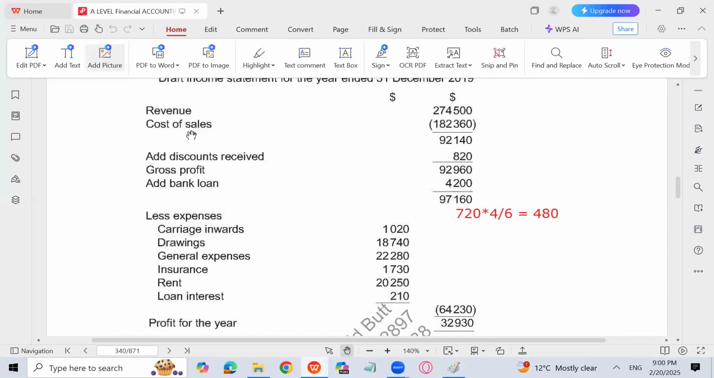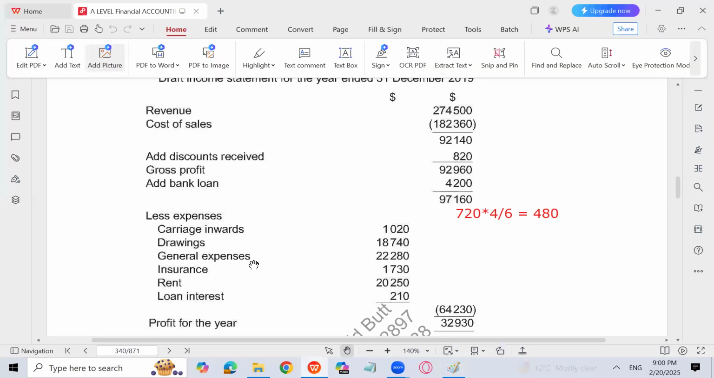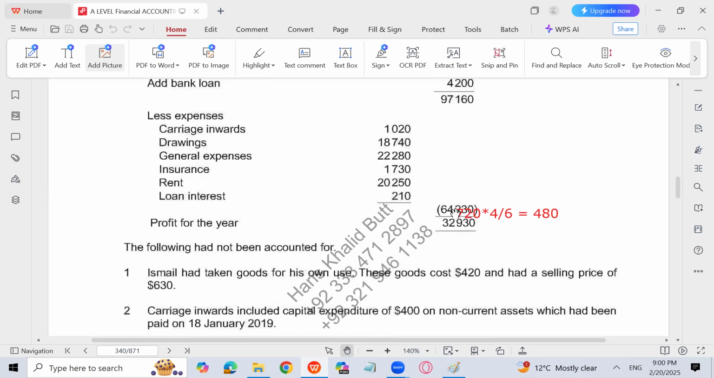Now the cost of sales is 182,360, so I will subtract less cost of sales. Opening inventory is not given, purchases is not given, closing inventory is not given. So I have to adjust everything which needs to be adjusted in the amount of cost of sales. Yes, carriage inward should be added in purchases, but purchases are not given, so I have to add carriage inward in the cost of sales.